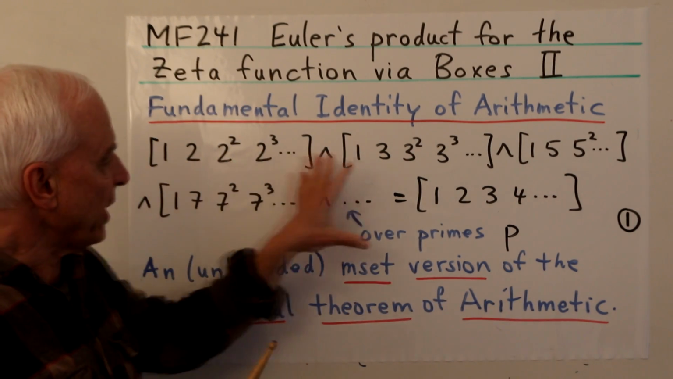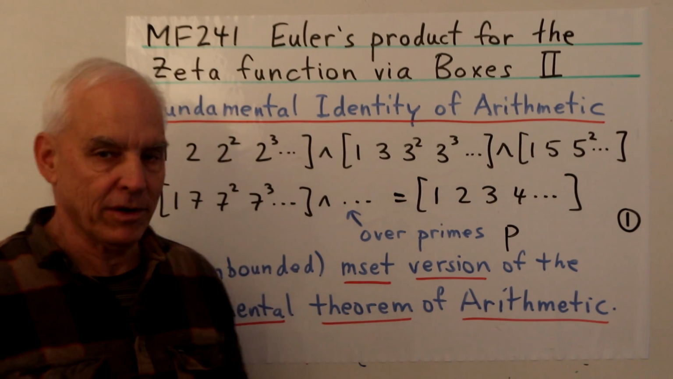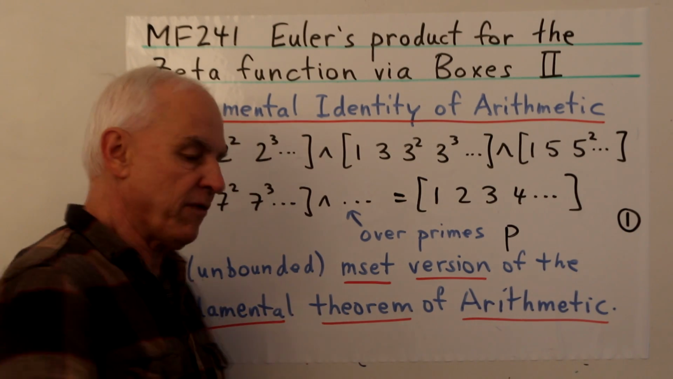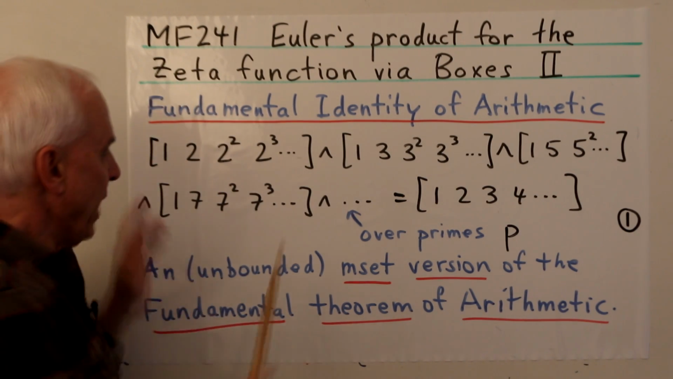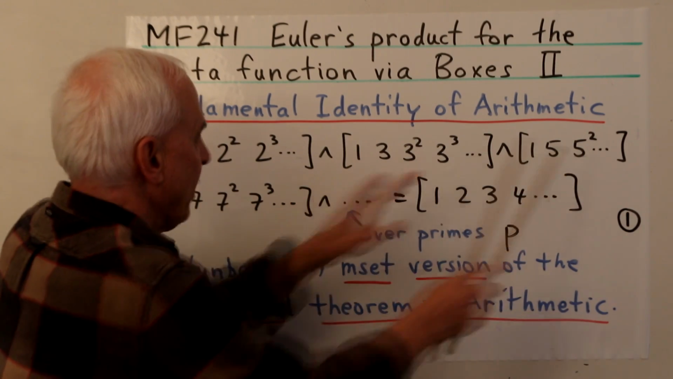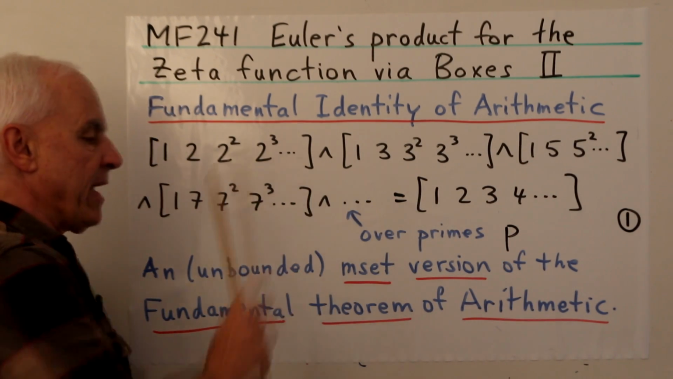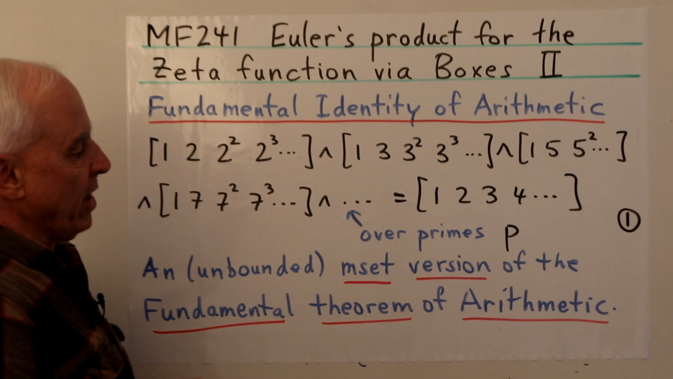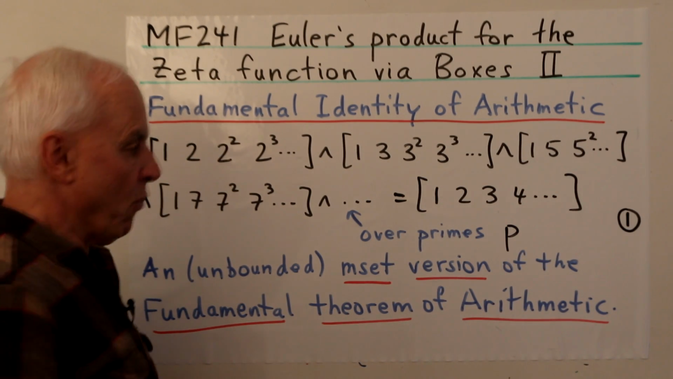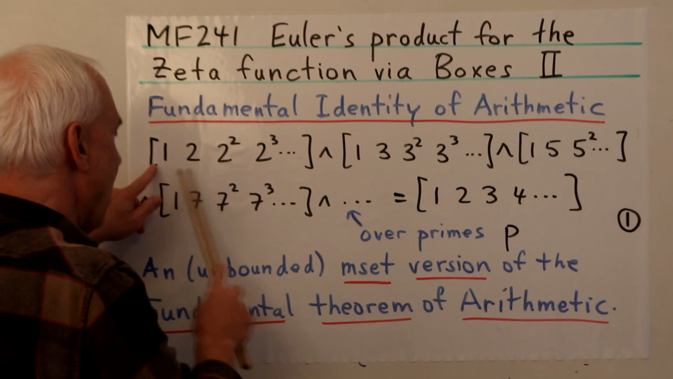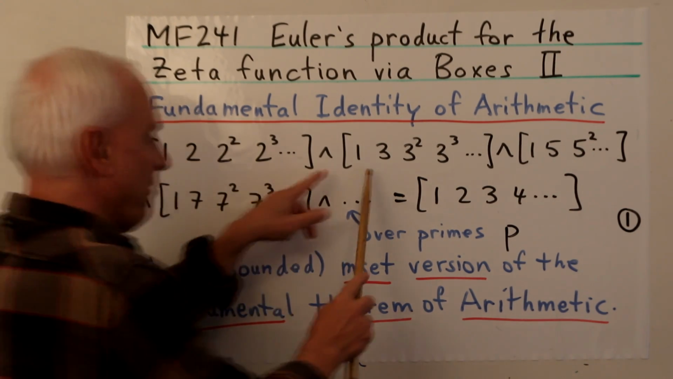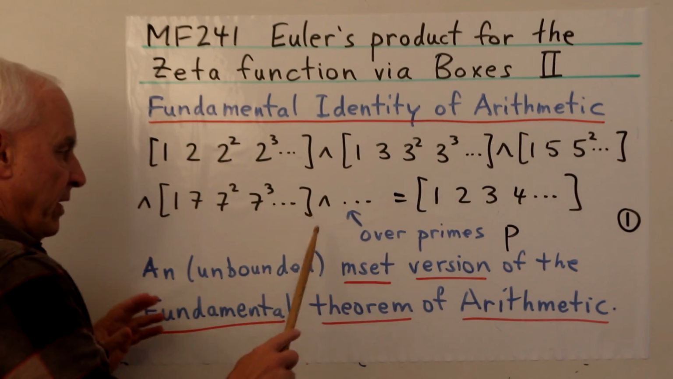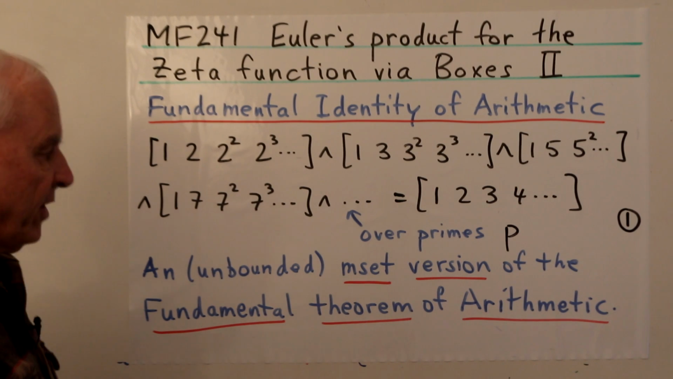So we've identified something that we might call the fundamental identity of arithmetic, which is largely equivalent to the more usual fundamental theorem of arithmetic. And we express it here in terms of this series of boxes which are being careted together to form this beautiful set or box with just the natural numbers starting from 1 in it. So here we have powers of the prime 2, here we have powers of the prime 3, powers of the prime 5, of the prime 7, and so on. So we form the caret over all primes in this fashion.